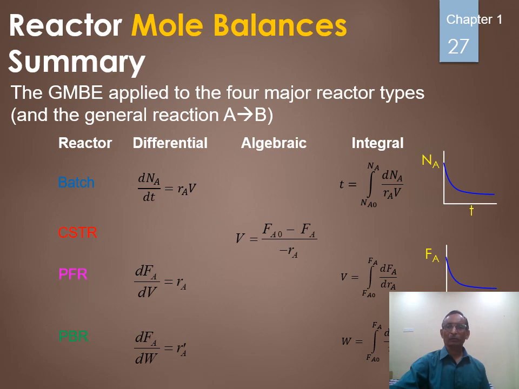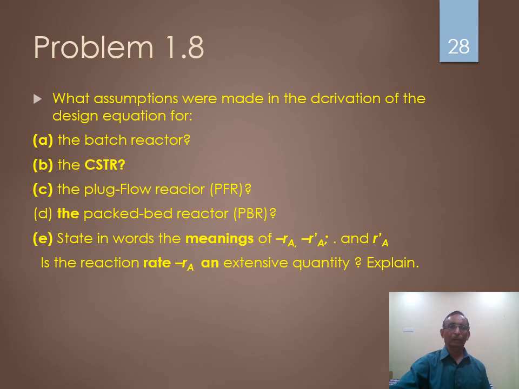These are the plots shown: Na by T, Fa by V, Fa by T. This is the problem given. This is the summarized problem of what you have studied. What assumptions are made in the derivation of the design equations?